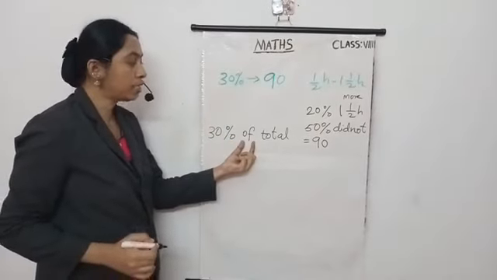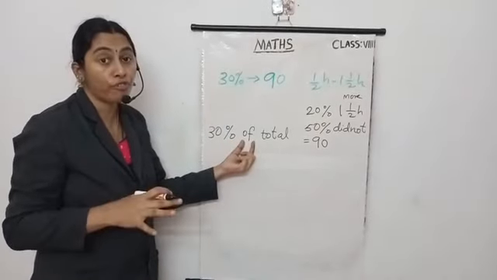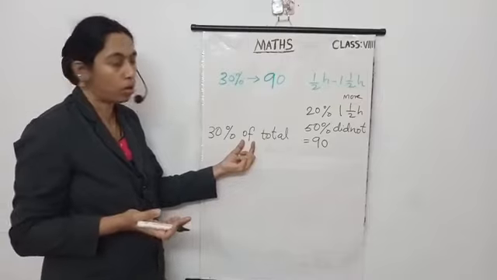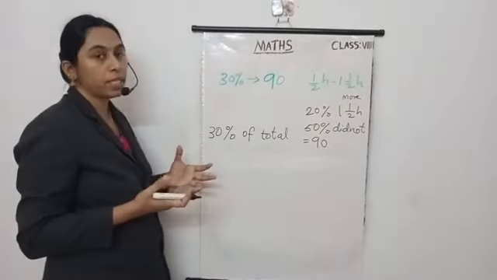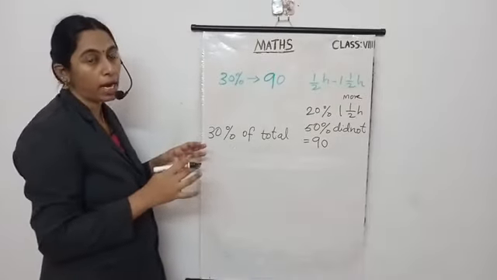Now in this topic, "of" means multiplication. Okay. Now 30% means 30 by 100.